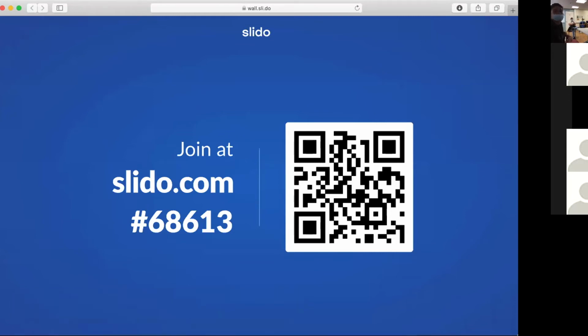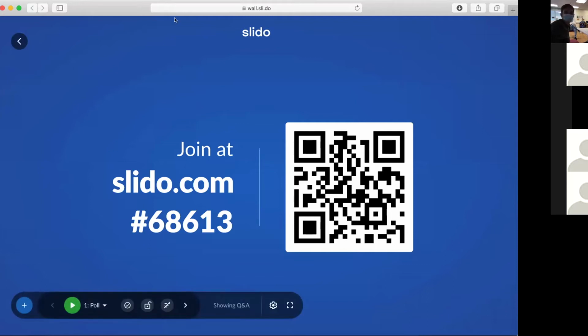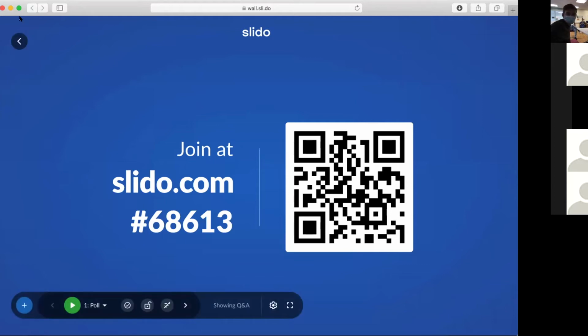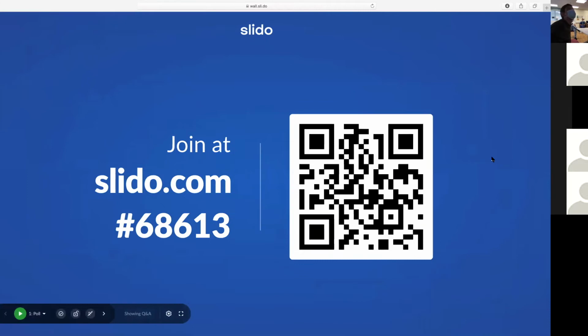So if you've got a smartphone, and obviously it's true for everyone at home as well, if you can scan that QR code, it should give you a poll to join. I'll see if I can get this to show. That's better, isn't it? Good.